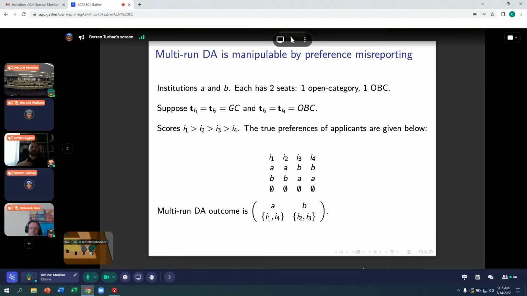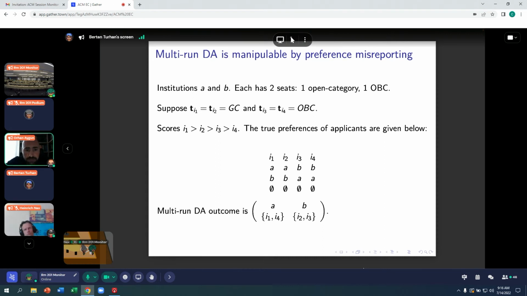Okay, so we analyzed this mechanism, and there are some problems we observe. The first one is about incentive compatibility. For incentive compatibility, we want agents to submit their actual preferences and actual category membership.